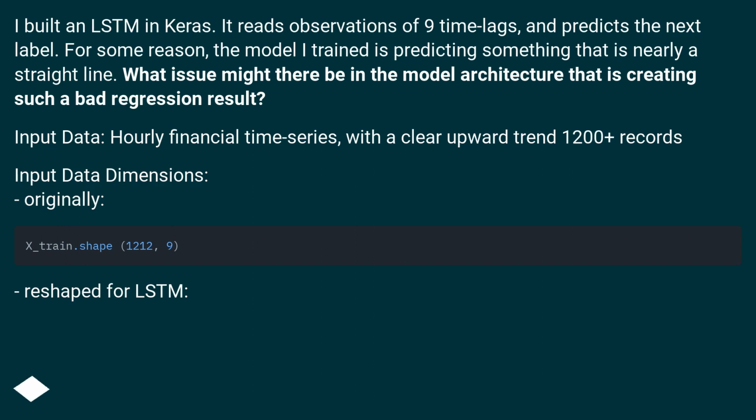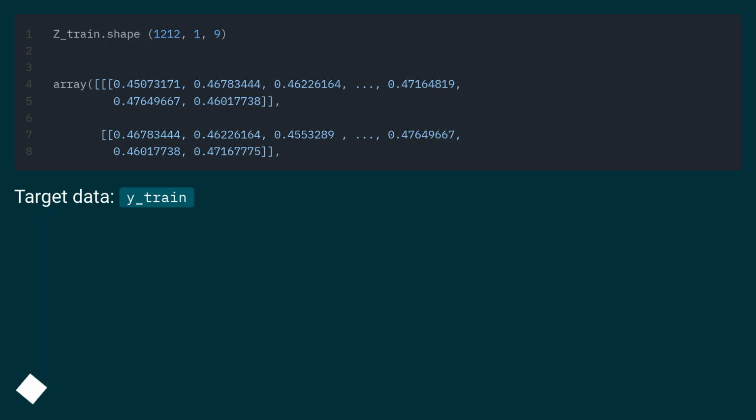Input data: hourly financial time series, with a clear upward trend, 1200 plus records. Input data dimensions: originally, then reshaped for LSTM. Target data, y_train.